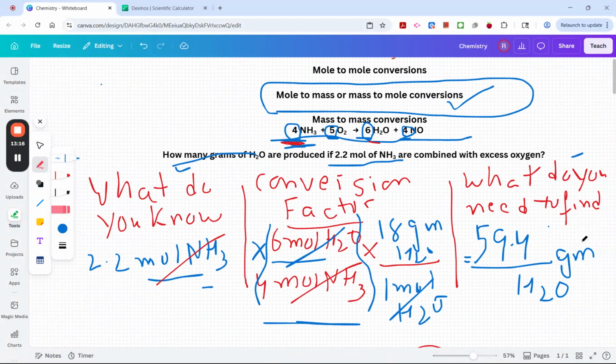So I hope it helped you with the second part of mole conversion calculation. Next time I will come with the mass to mass conversion.